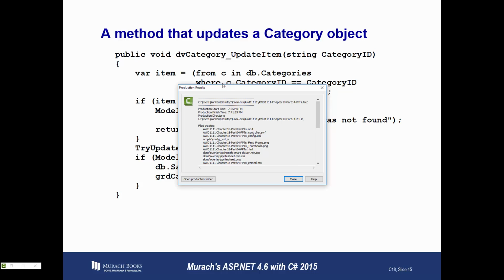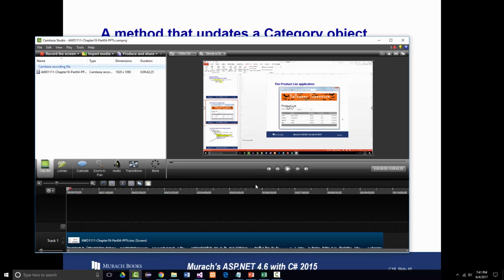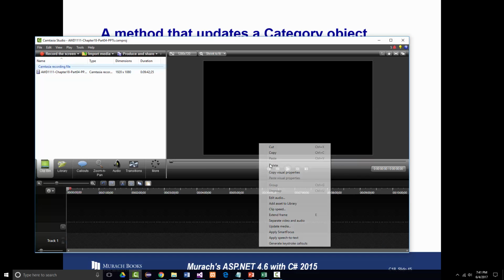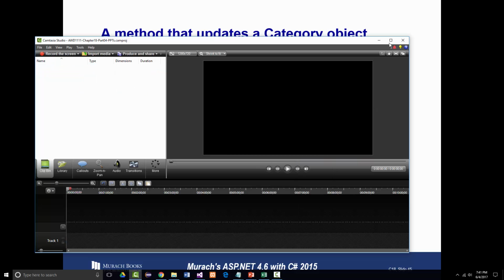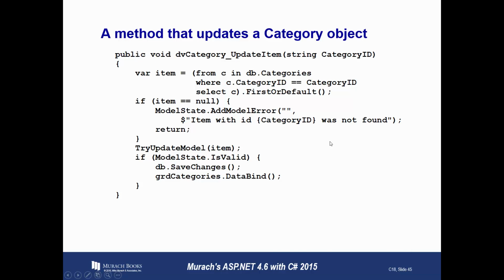So the code for the update and the insert methods suggests patterns to use for updating and inserting an item. Specifically, when we talk about the code for updating here, it suggests that you select the item to be updated, notify the user if it doesn't exist, update the model if it does exist, and update the database if there are no errors.